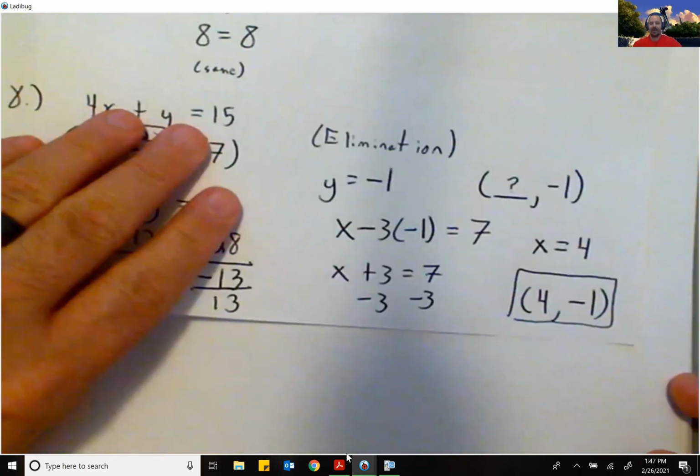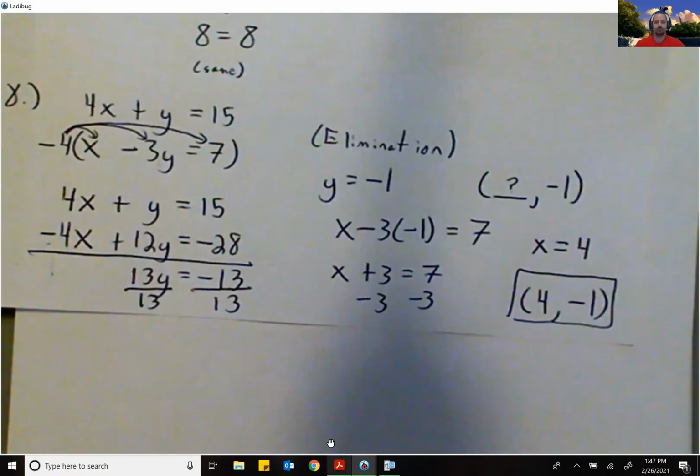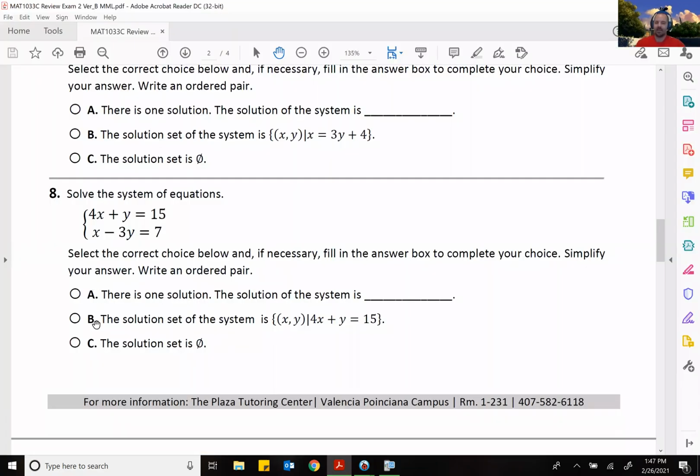So when we come back out to number 8, which one are we going to select? A, B, or C? A. A, and then over in the blank, you'll put parenthesis 4 comma negative 1, parenthesis. Any questions about number 7 and 8? Okay.